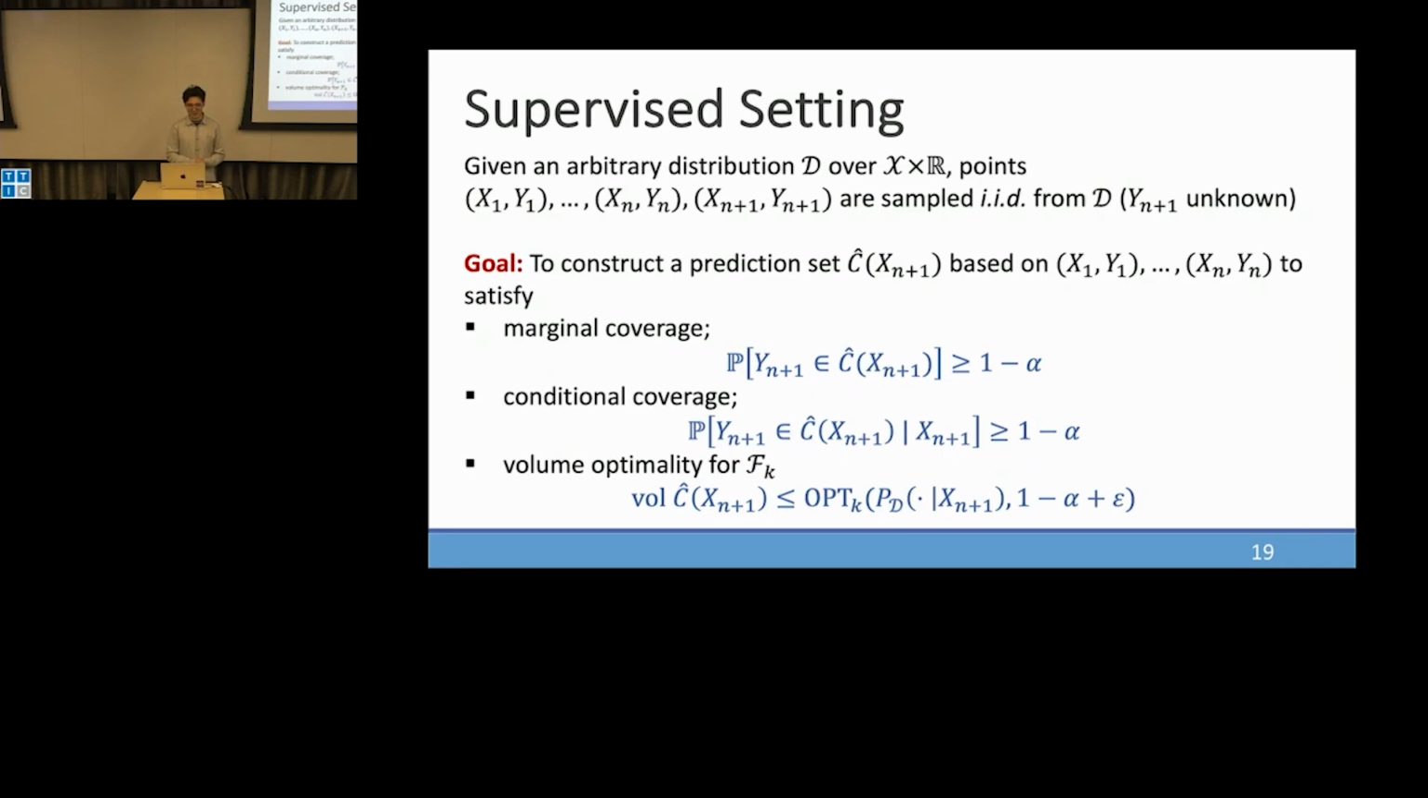Okay, next we will go to the supervised setting, where you not only have the label y, you also have the feature x. Now the goal, except the marginal coverage and the volume of mapping, you also care about the conditional coverage, which is conditional on a particular feature x_{n+1}. You still want the coverage to hold.